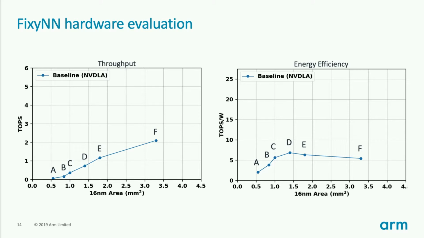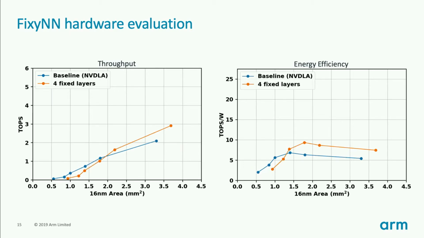So we have 6 different configurations of DLA. And you see the larger configurations actually result in good improvements in throughput, but the energy efficiency is relatively flat for the bigger configurations like E and F. Now if we add a fixed front end onto each of these 6 configurations, we get the orange line here. As you can see, for larger designs, adding the fixed feature extractor gives a good benefit, but there's actually an area for smaller designs where it doesn't really improve performance very much.